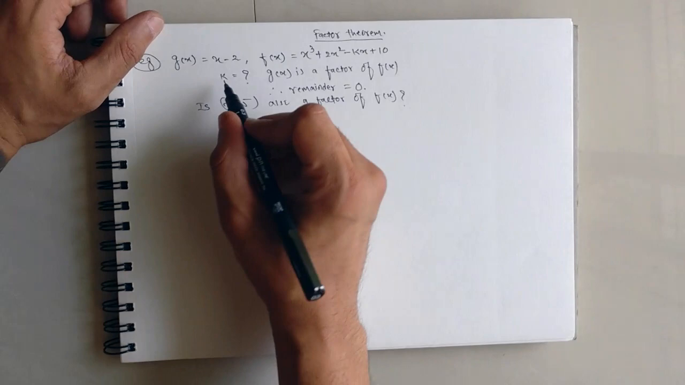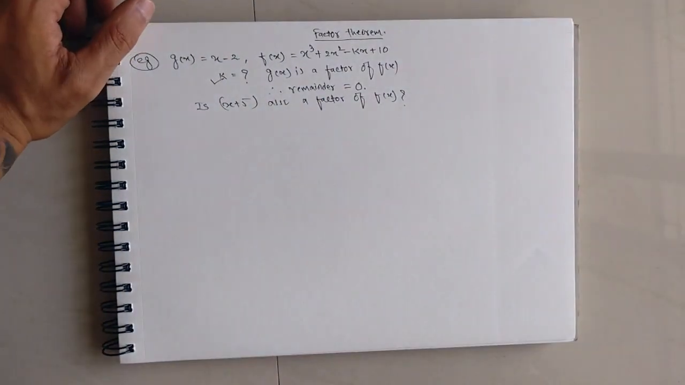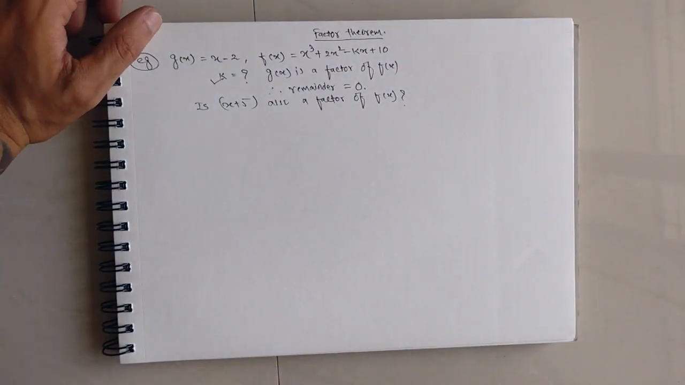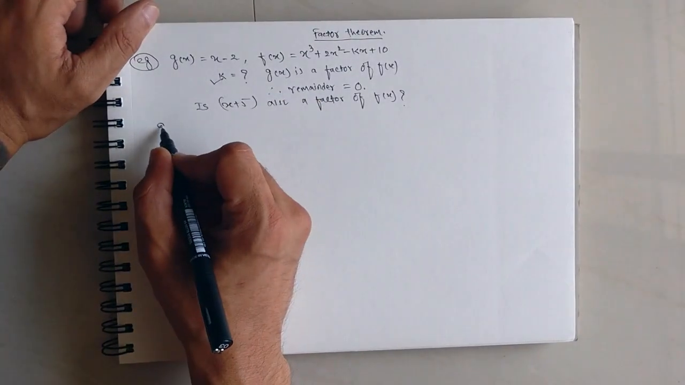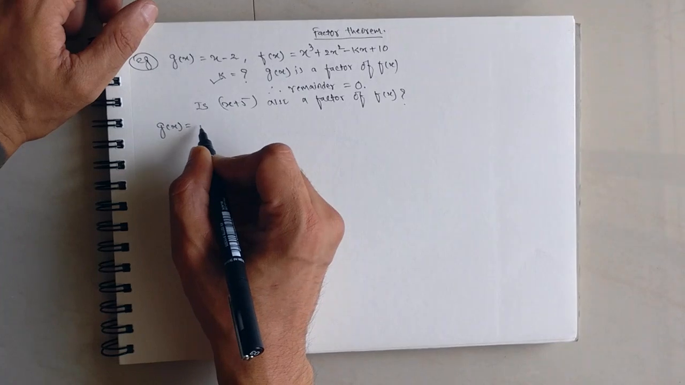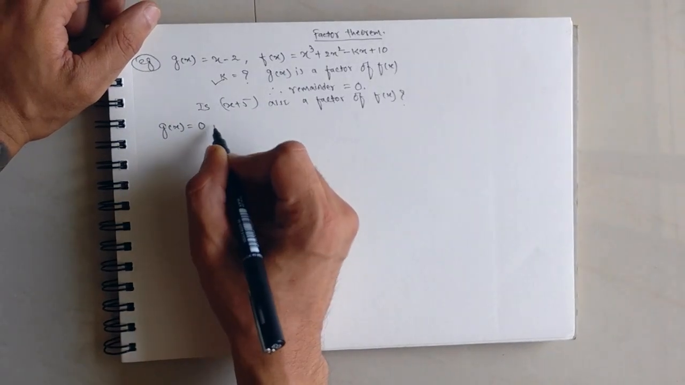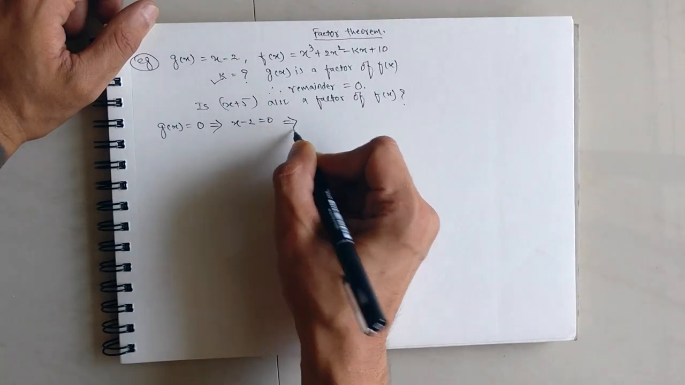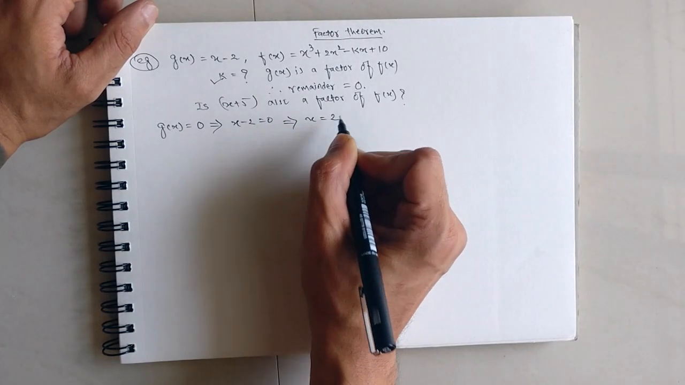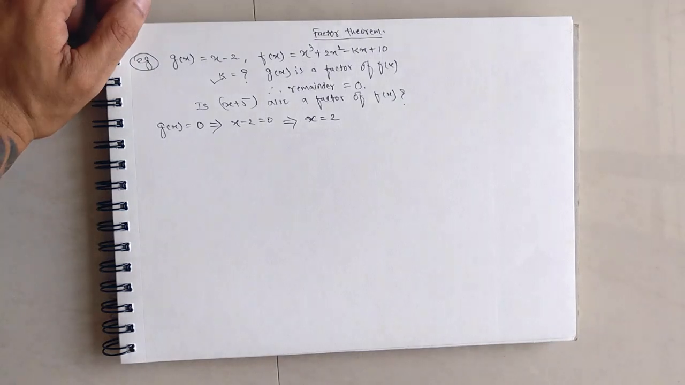Okay, first we will find the value of k and then we will see that x plus 5 is a factor or not. Let's find the value of k. So first thing, I know g of x. What will I do? I will equate g of x with 0, which implies x minus 2 is 0, which implies x is equal to 2. The value of x is 2.